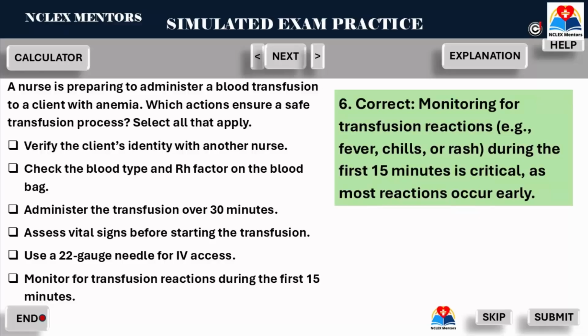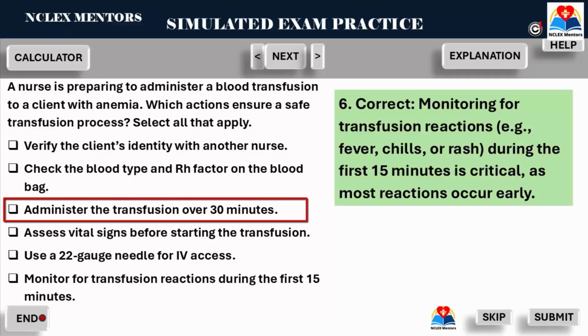6. Monitor for transfusion reactions during the first 15 minutes. This is the danger window. Most serious transfusion reactions happen within the first 15 minutes. So don't hit start and walk away. Stay, watch, ask how they feel. Be present.